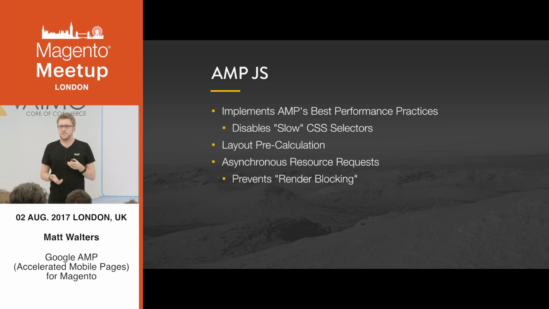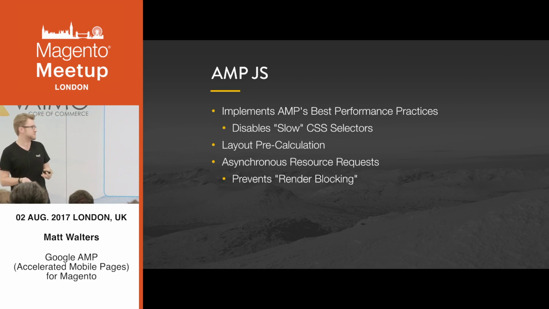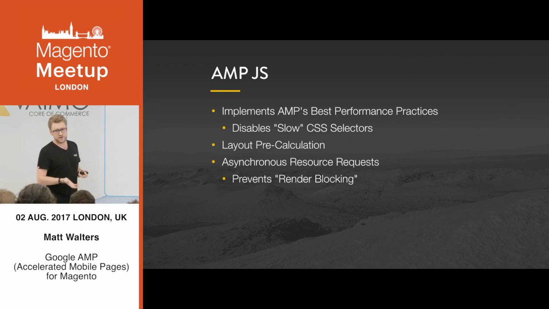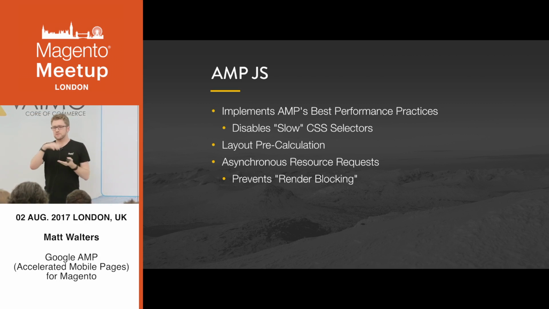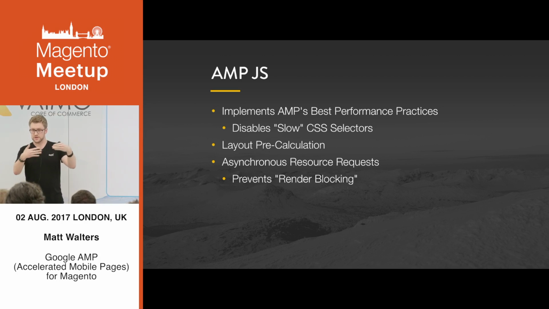The AMP.js is basically the backbone of this. This is what implements AMP essentially. It implements its best practices. It does the layout pre-calculation. As I said, it makes sure that everything above the fold will get rendered first, making sure that you'll see this before you see anything else. And as you start to scroll, it will prioritize what you're going to see next as you scroll. Kind of like a lazy load, but for everything you see on the page.